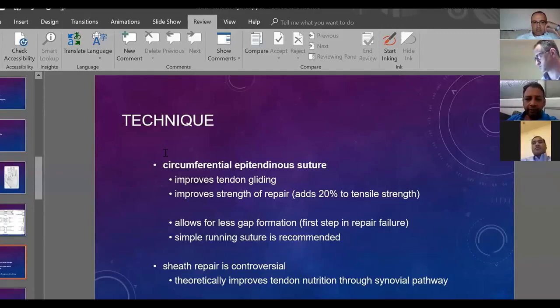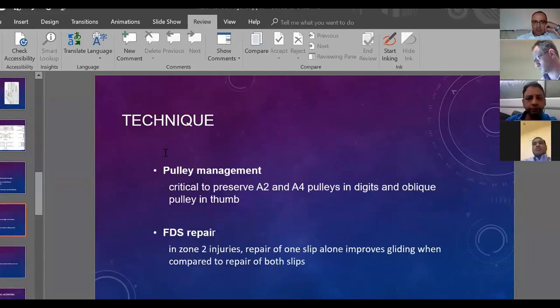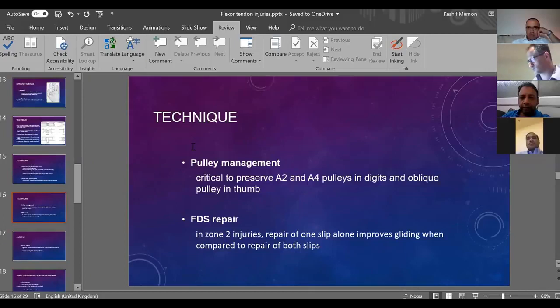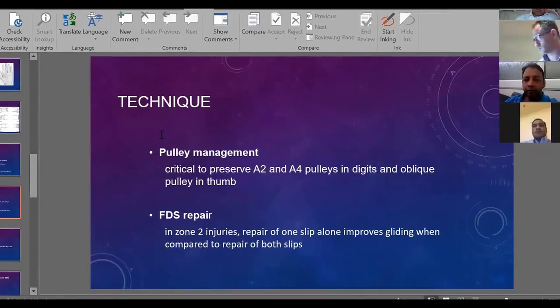Then third repair is sheath repair, which is a bit controversial, but theoretically it improves the tendon nutrition through synovial pathway. Once you've done the tendon repair, then you have to do the pulley management. If there is a rupture of the pulleys, which you can find sometimes with these lacerations, try to preserve A2 and A4 pulleys in the digits and oblique pulley in the thumb, which is very important.